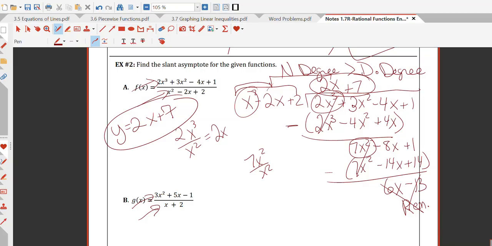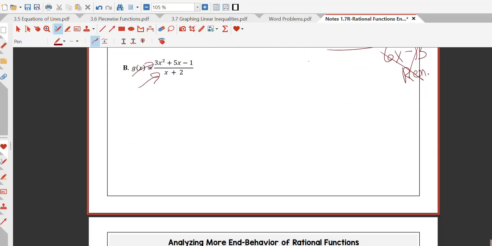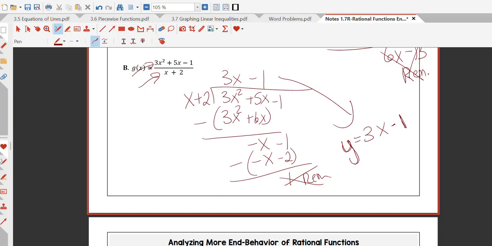All right, pause the video. Go ahead and set up letter B and see if you can do the long division by yourself. Okay, and hopefully you got 3x minus 1 is the slant asymptote. And you can kind of see the work there, see if it matches up with yours.